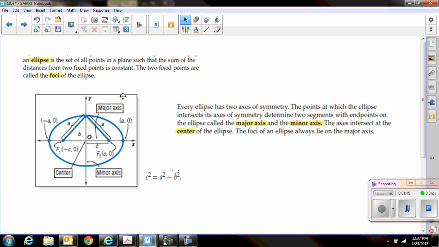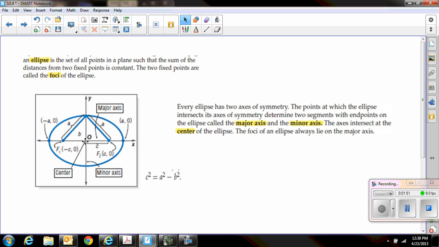An ellipse has 2 axes of symmetry. The points at which it intersects these axes of symmetry are the endpoints of the major and minor axis of the ellipse. So if you look right here, the major axis is the axis that gives it the longest length. So this would be the major axis. This point and this point are the vertices or the endpoints of that major axis. The minor axis would be this way, and this point and this point would be the endpoints or the vertices of the minor axis.